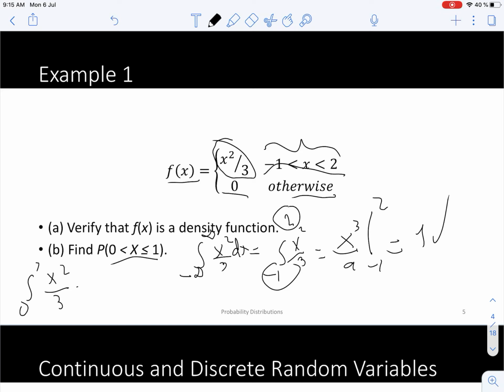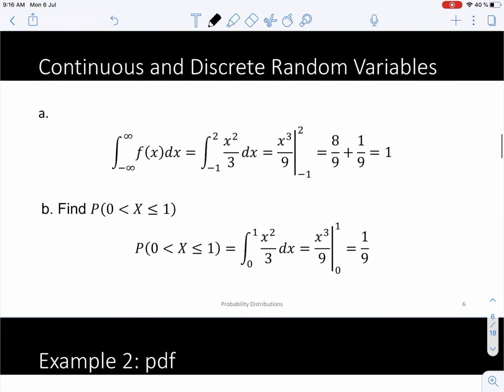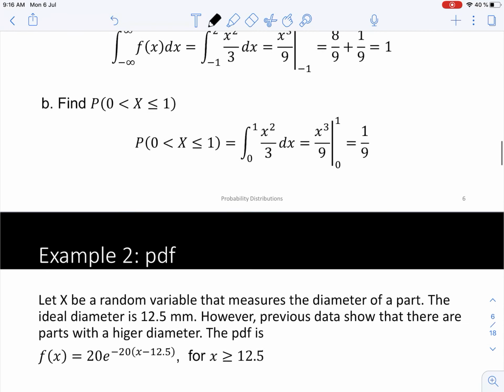You already know the result. The only thing that changes here are the limits, because they are between 0 and 1. So in this case it's 1/9. That will be the probability that x is going to be between 0 and 1. So here you have the results in a cleaner format.